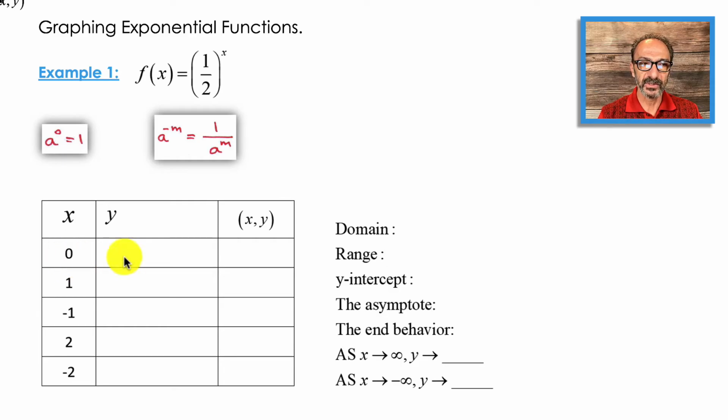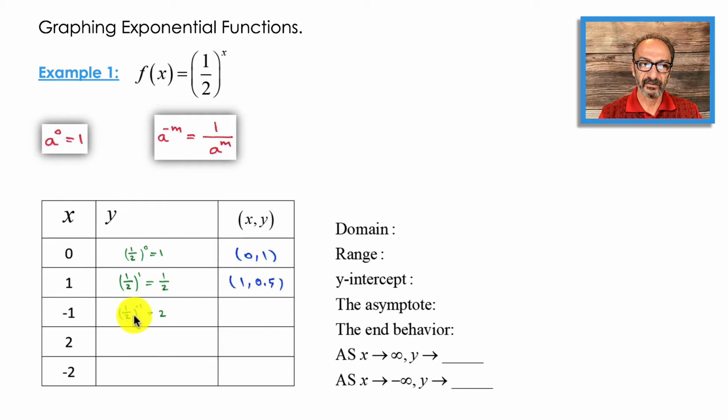When x equals 0, I have 1/2 to the power 0, which is 1. So the coordinates will be (0, 1). When x equals 1, 1/2 to the power 1, which is half. So the coordinates will be (1, 0.5).